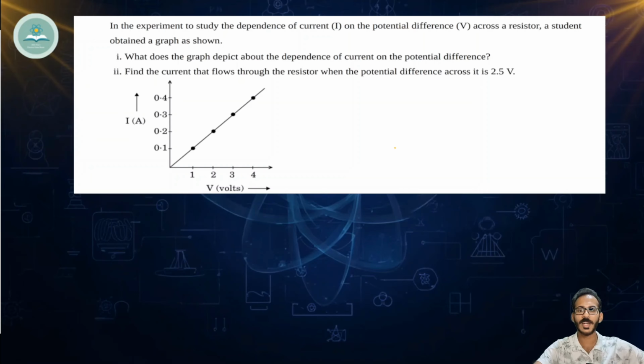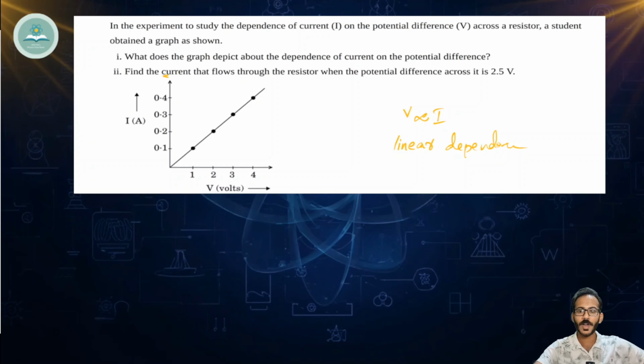What does it mean? We know that Ohm's law itself is saying that V directly proportional to I. The graph is also depicting that one. The linear dependence of the potential difference on the current. V directly proportional to I. So if you want, you can write V directly proportional to I, and you can write one sentence saying that it shows the linear dependence of the potential difference on the current. That's it. Now we'll go to the second part of it.